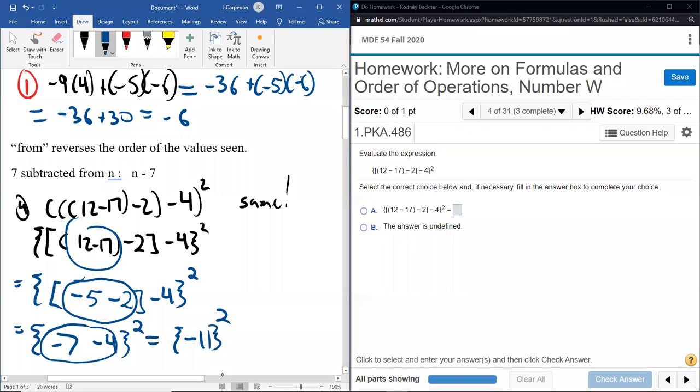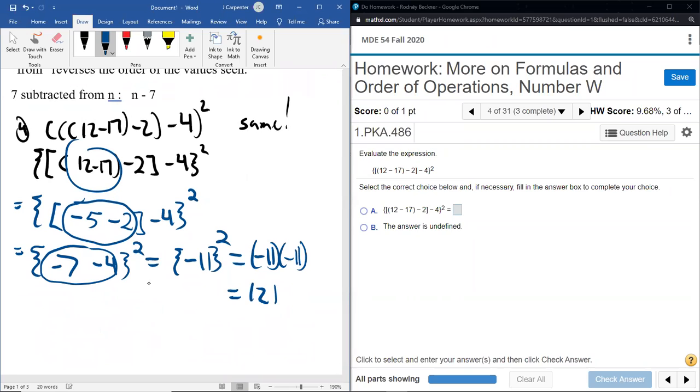Because this case repeats it: negative 11 times negative 11, which would be, drum roll, positive 121. So let's see if that gives us the right answer. 121. How about that? We got it right.